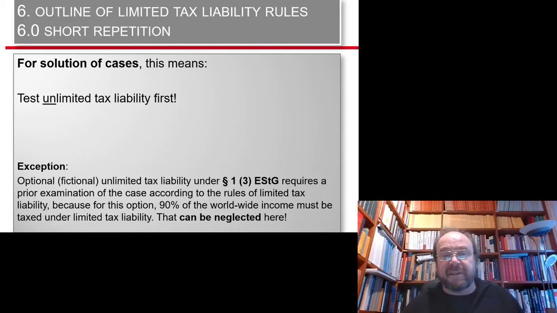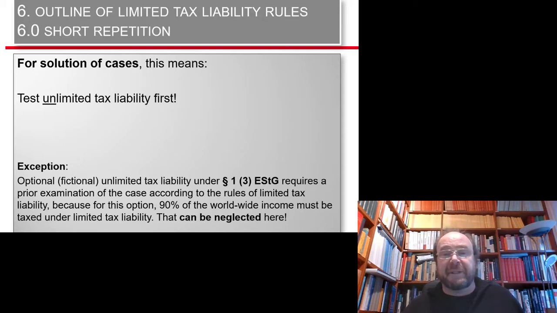Nearly all the worldwide income is regarded as fulfilled if Germany claims under limited tax liability rules more than 90% of the worldwide income of that person, or that nearly nothing is left untaxed by Germany from the worldwide income. That is regarded as fulfilled if what is left untaxed by Germany is an amount which is lower than the amount which is needed for survival.